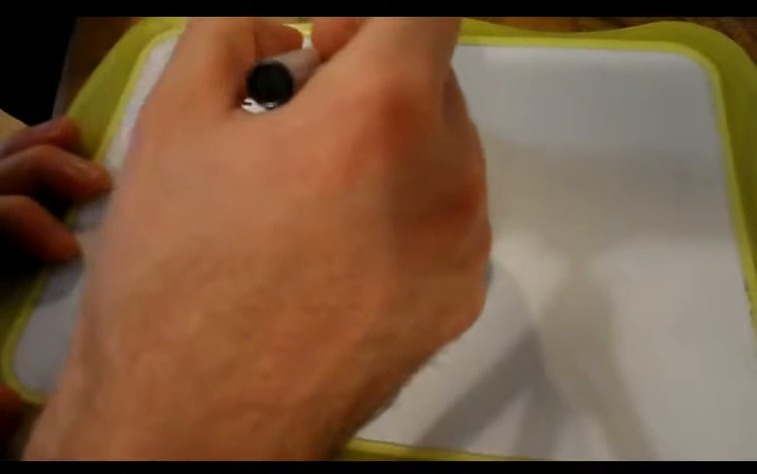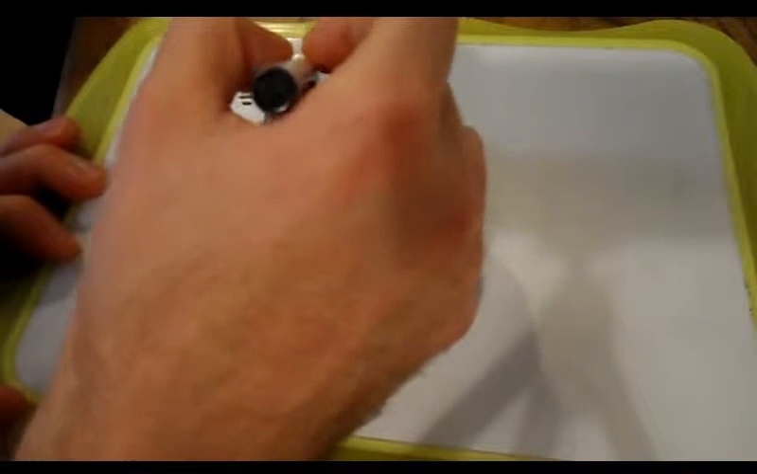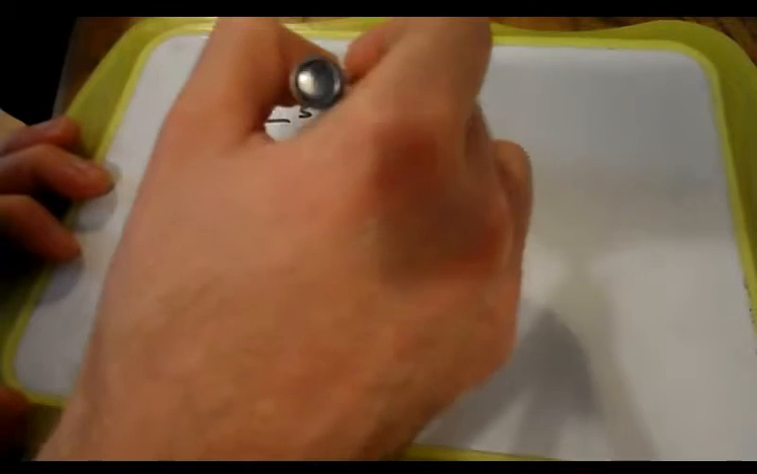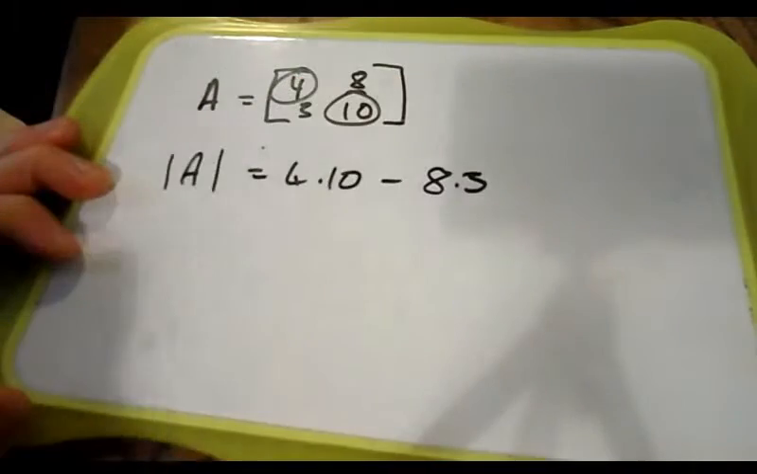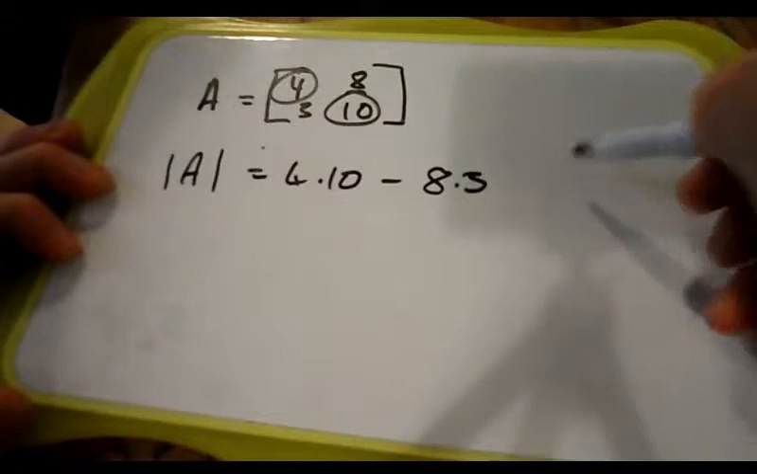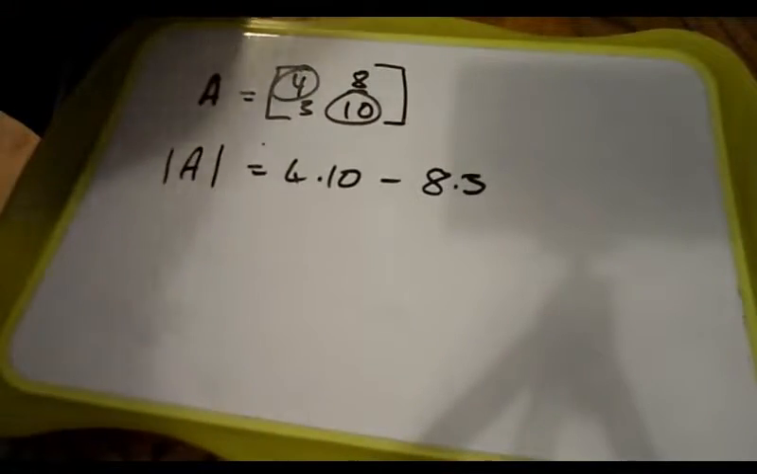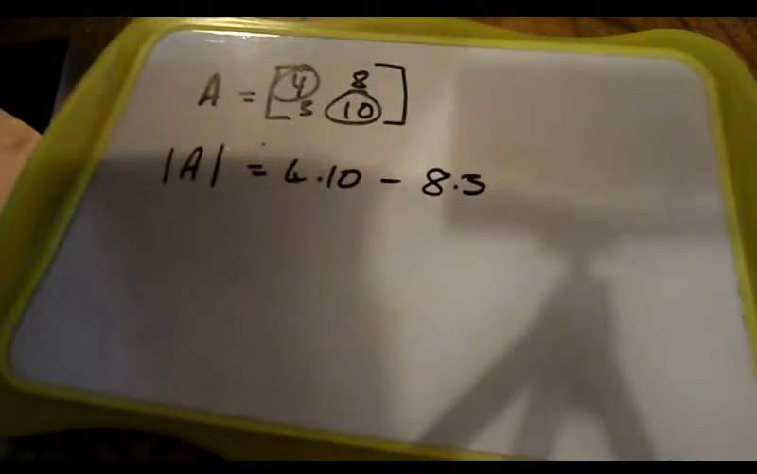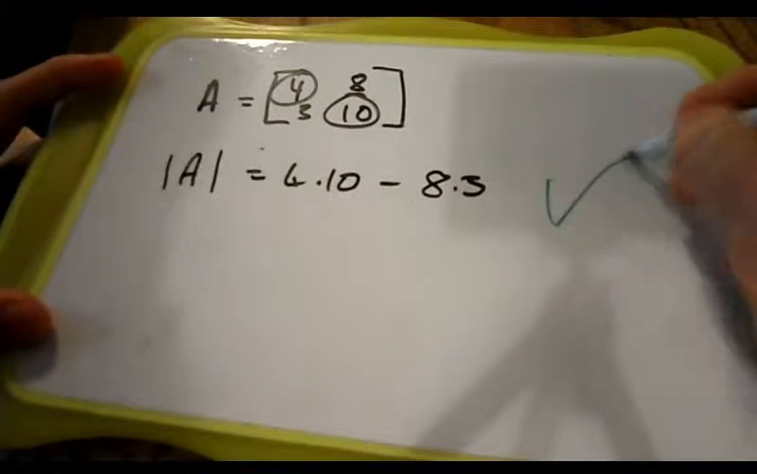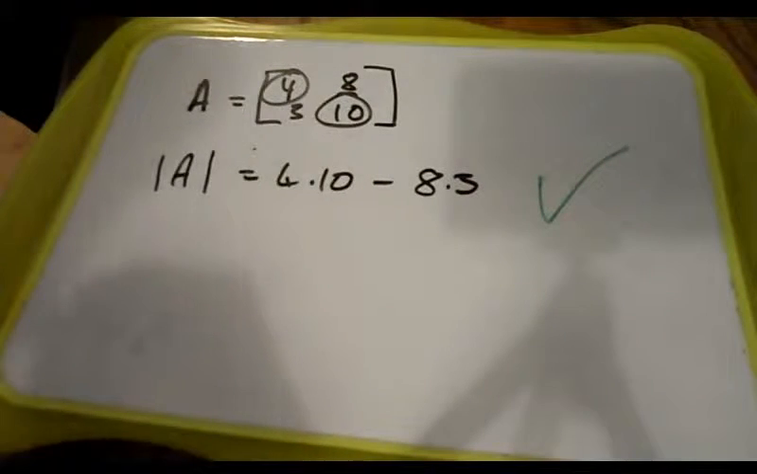I think I went over this in the last video, but just to go back over it, on a 2 by 2 matrix, to find a determinant we multiply the corners together. So 4 times 10 minus 8 times 3. And if this is not equal to 0, then it's a tick. In this case, 8 times 3 is 24, 40 minus 24 is not 0, so that's a tick. This has an inverse.